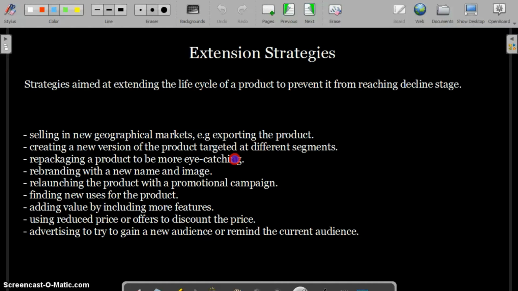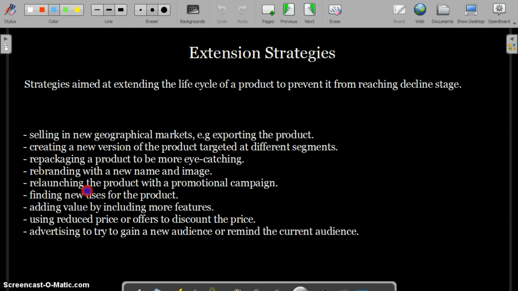That is by creating a new version of the product targeted at a different segment. You try to make the product a little different, repackage the product or rebrand it with a new name and image. You might have seen Coca-Cola or Pepsi, they sometimes change the wrapper, or have different schemes like "Sharing is Caring" or "Karachi is Love", things like that. These are some extension strategies they employ.